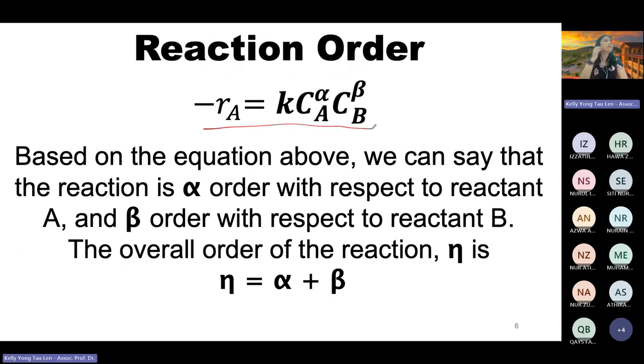With this power law model, we can say that the reaction is alpha order with respect to reactant A and beta order with respect to reactant B. So let's say first order with respect to A, first order with respect to B. Alpha and beta don't necessarily have to be the same.